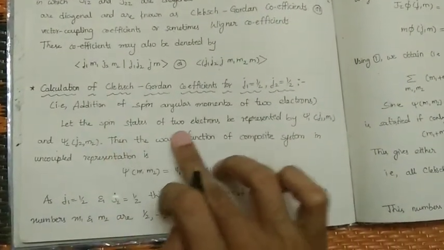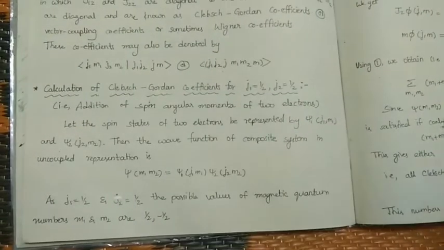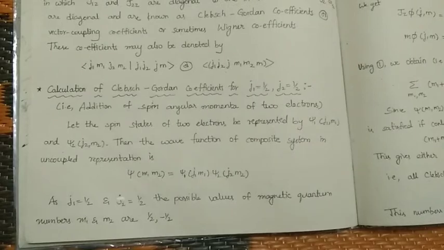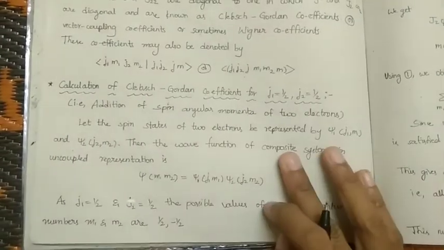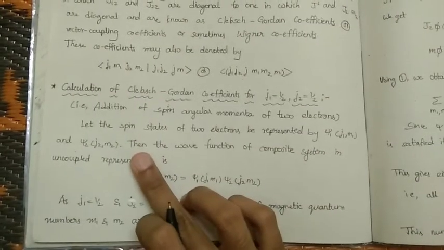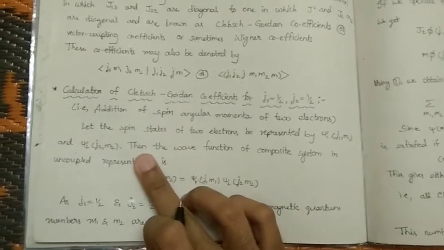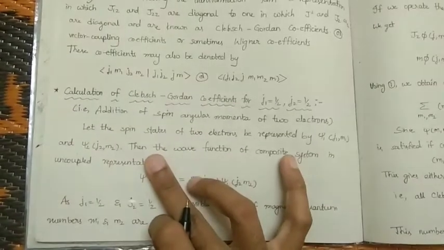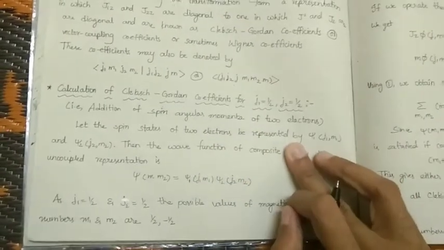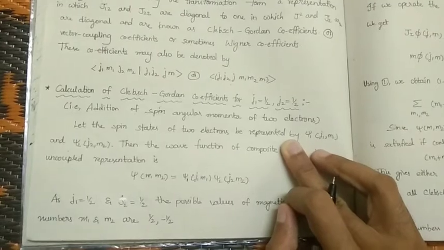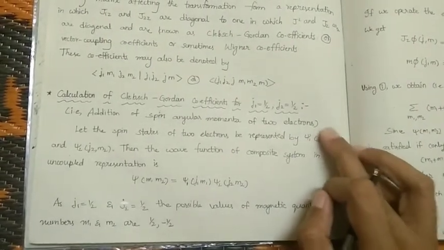Let the spin states of two electrons be represented by xi1 of j1 comma m1 and xi2 of j2 comma m2. So in quantum mechanics the state of a particle is represented by an eigenfunction. So here they have said the spin states of two electrons. A particular electron will have its own spin state, and that spin state is represented by this.